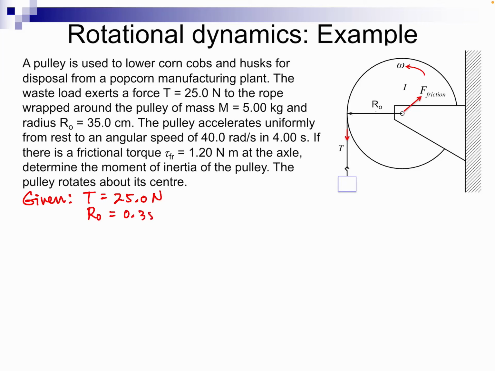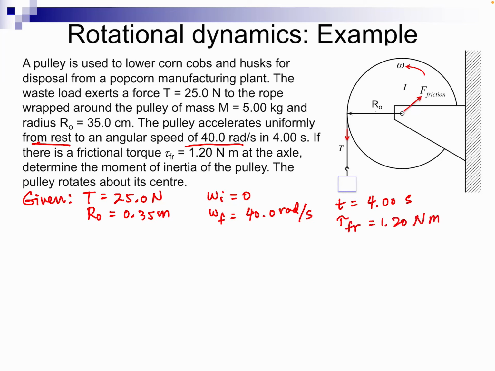The radius is 0.35 meters. We are given an initial angular velocity. So the pulley rotates from rest, so that's an initial angular velocity of 0, right? It rotates to 40 radians per second. That gives you a final angular velocity of 40 radians per second in a time of 4 seconds. Okay. The frictional torque is already given. Torque due to friction, 1.20 newton meters.